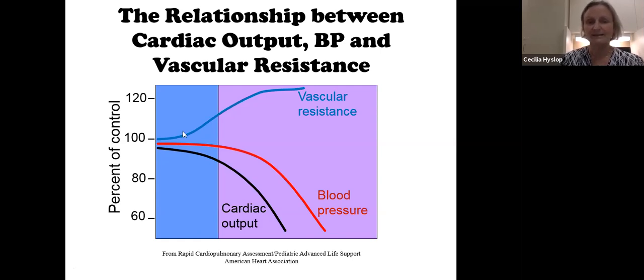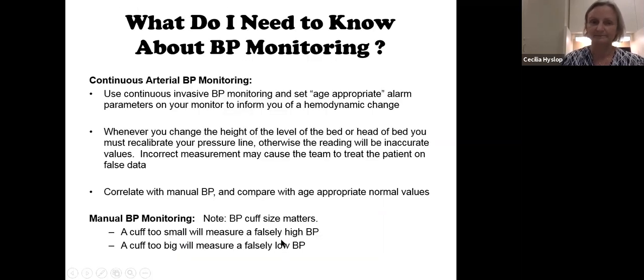So here, as our systemic vascular resistance rises and our vessels become vasoconstricted, well, up in this first part of the curve, we're able to maintain our systolic blood pressure, and our cardiac output seems to be good still, and our perfusion good, but it starts to drop off. And then you come to a point where it drops off steeply. So the higher our resistance, the lower our blood pressure, and the poorer our cardiac output.